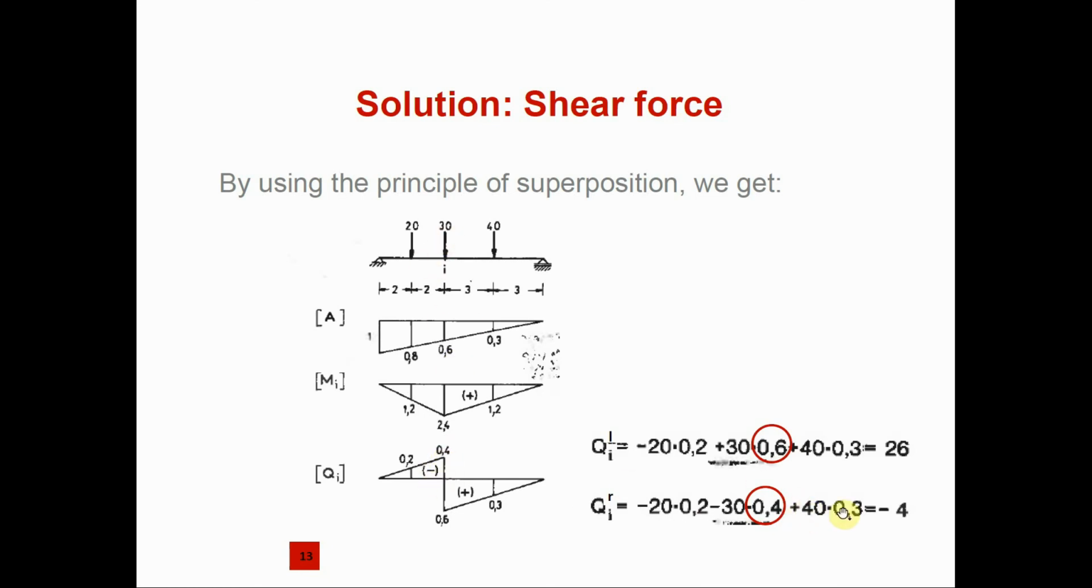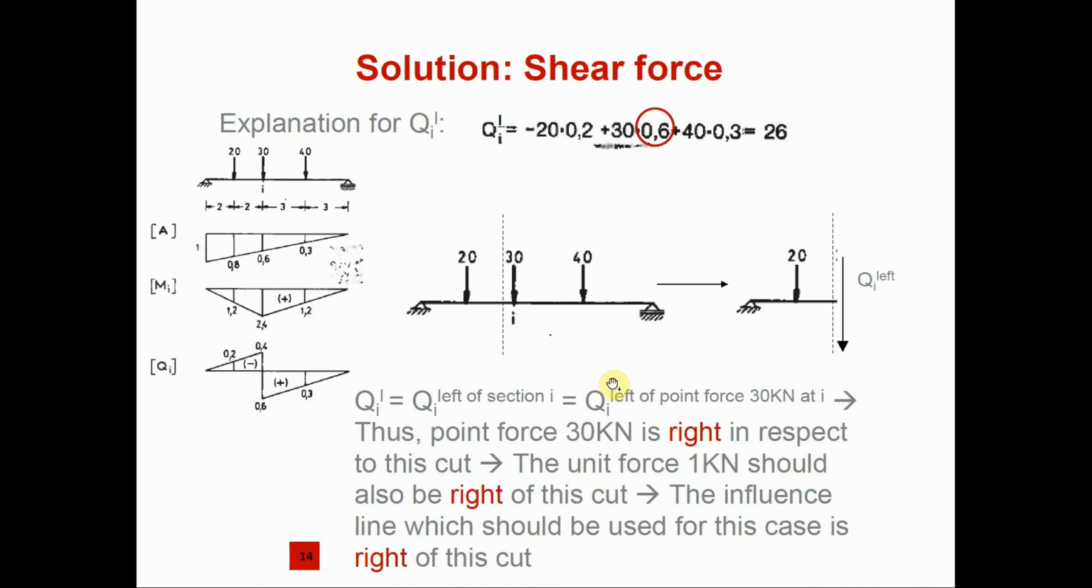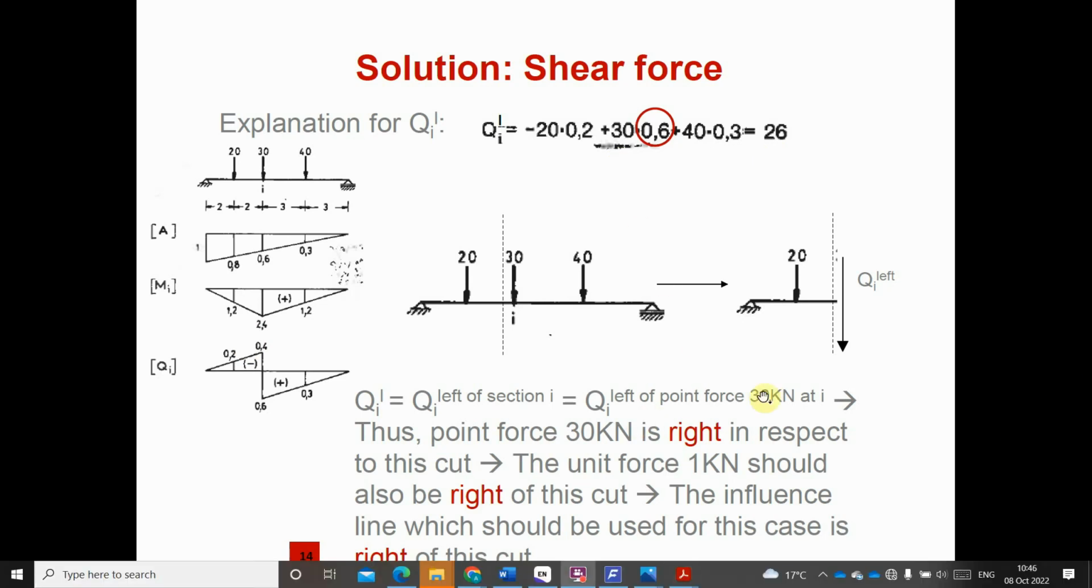Why are we using 0.4 here and 0.6 here? As I told you earlier, when we're considering this side of the member, we take into consideration this member, and when we're looking at the loading on this side, we consider this member. So that is why we are having this. So we have 26 and minus 4. We are taking the higher one, which is this. We use the highest, ignoring the sign, which is this. That is what we're going to use for our design. I believe that is clear enough.